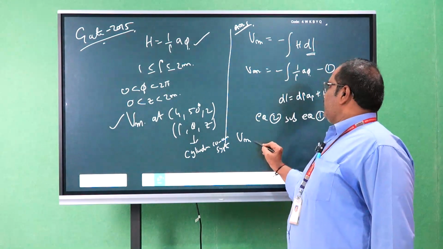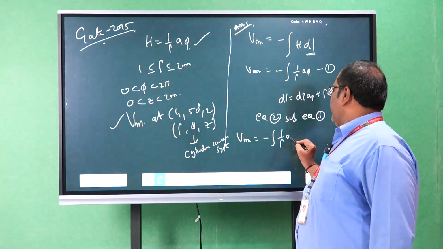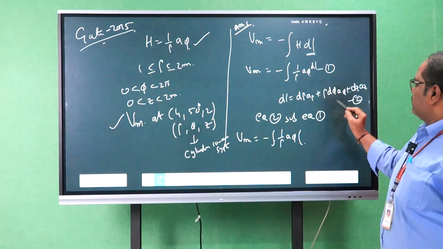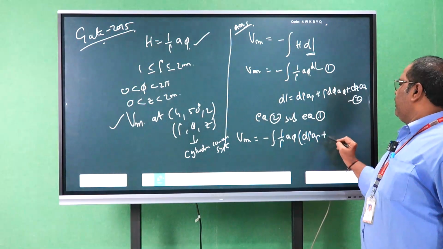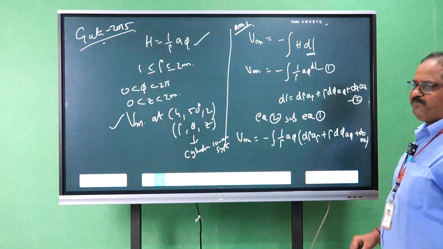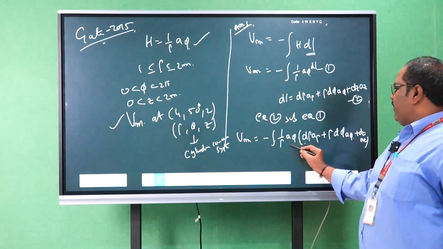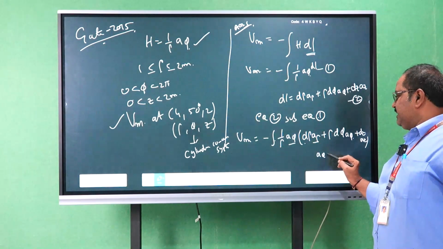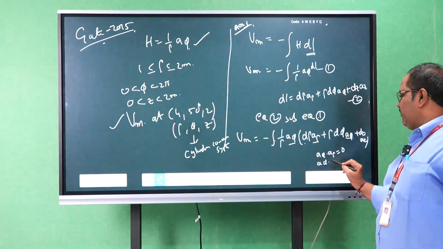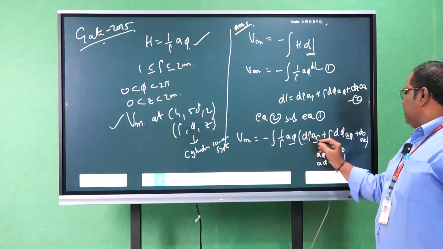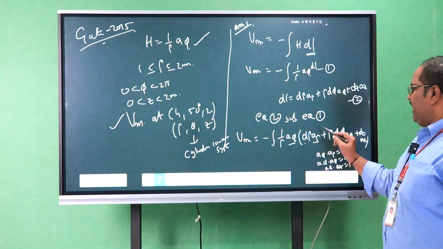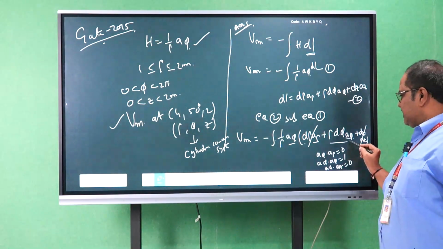Therefore, Vm is equal to minus integral of 1 by rho a phi dot dl, where dl is d rho a rho plus rho d phi a phi plus dz az. Now a phi dot a rho, dissimilar unit vectors, is 0. A phi dot a phi, similar unit vectors, is equal to 1. A phi dot az is 0. Only two terms are neglected, only this term will appear.